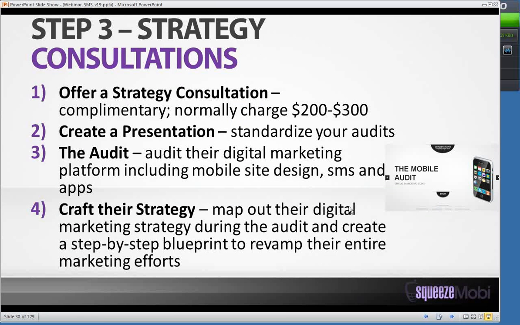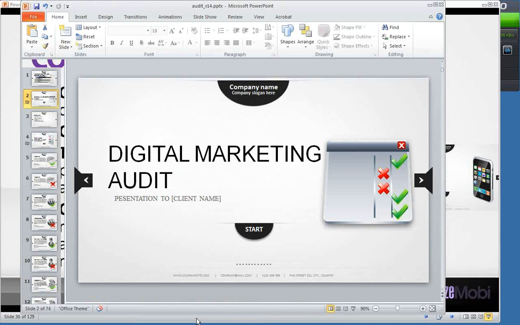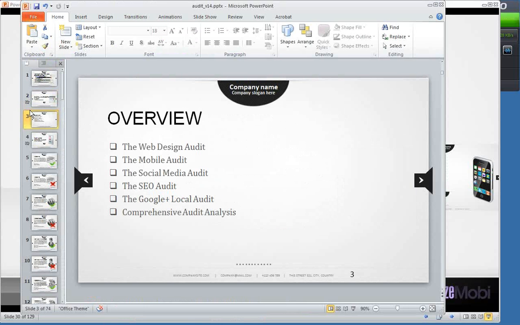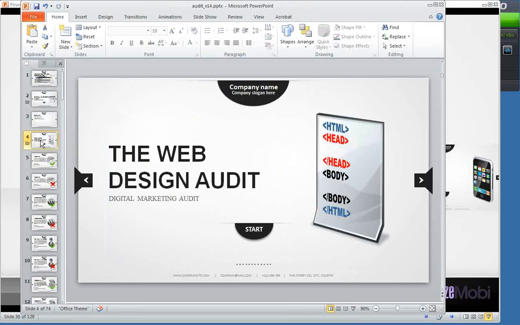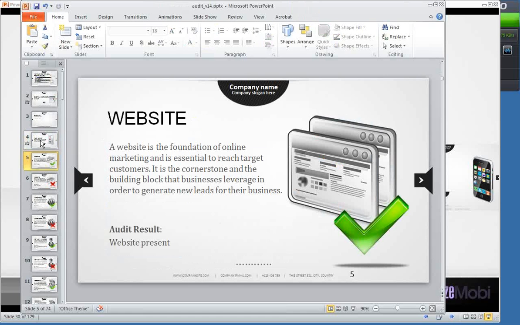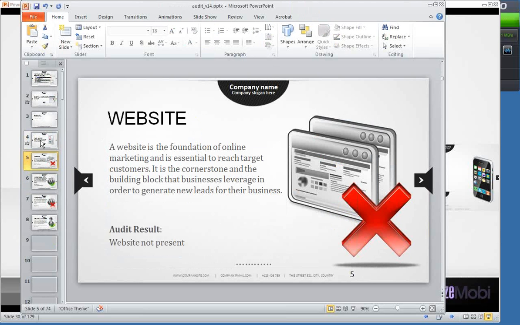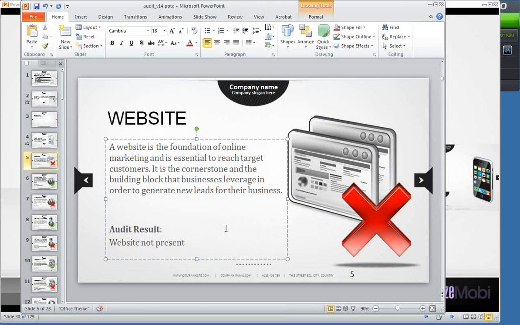You want to create a presentation, and if you have your own, you can use your own. We use this one. We have our own digital marketing audit. Basically, we run them through it. There's also social media, SEO, Google+, but I'll delete that and only go through the web design audit and the mobile audit. So for example, this local business would even fail the web design audit. And it's really easy. If they have a website, and in this case they don't, you just delete one of the slides, right? I would delete the one with the check mark and leave the one with the X mark, and maybe elaborate a little bit on why, website not present, error page, right?